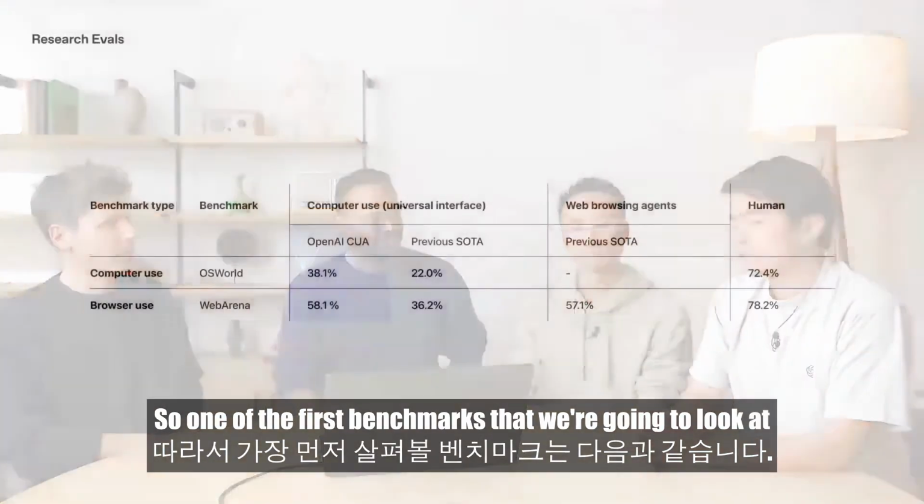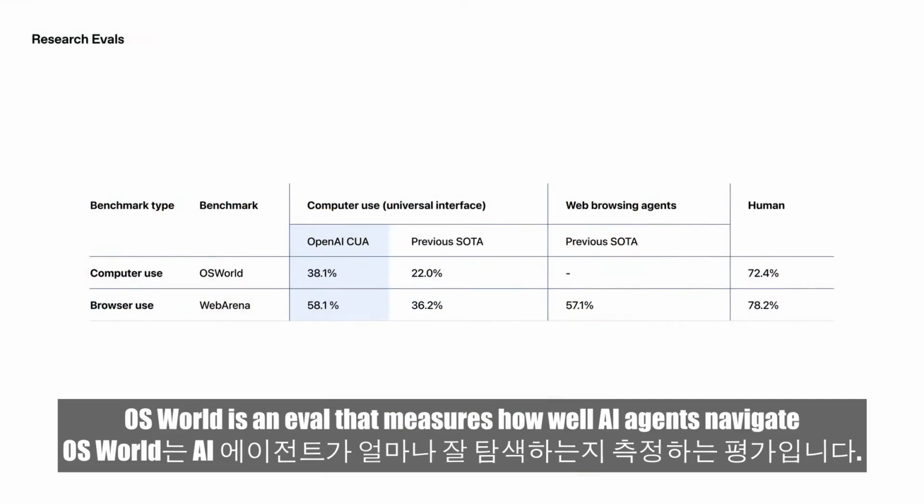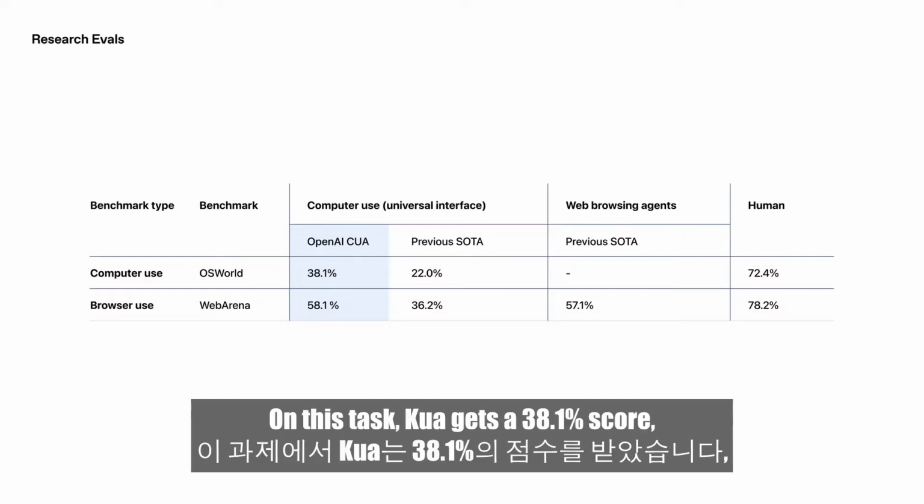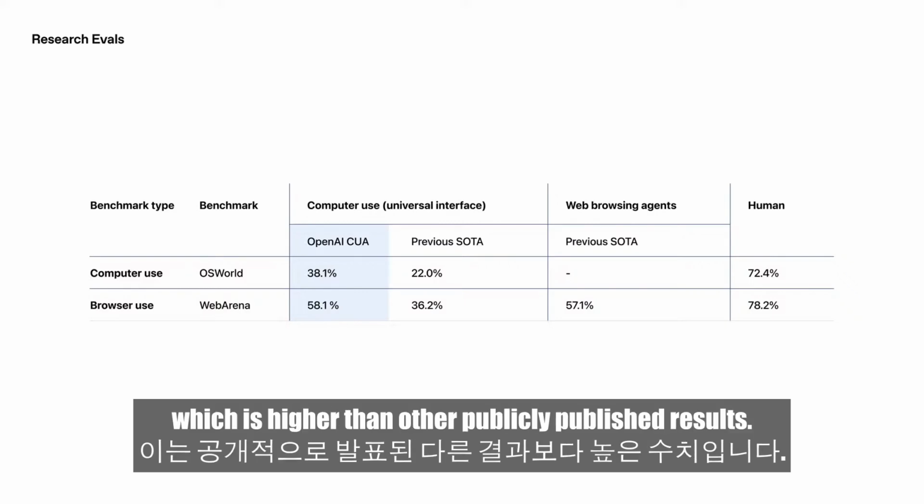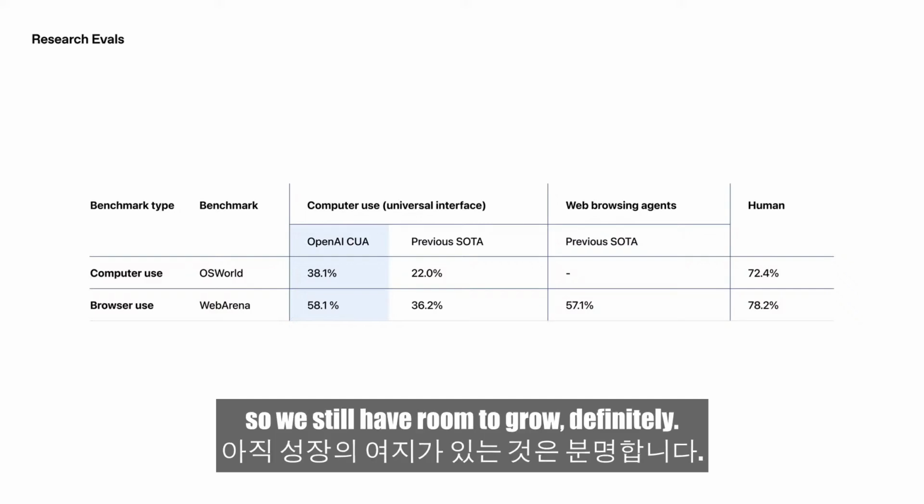So one of the first benchmarks that we're going to look at is called OSWorld. OSWorld is an eval that measures how well AI agents navigate common operating systems like Linux. On this task, CUA gets a 38.1% score, which is higher than other publicly published results. Human performance in this task is 72.4%, so we still have room to grow, definitely.